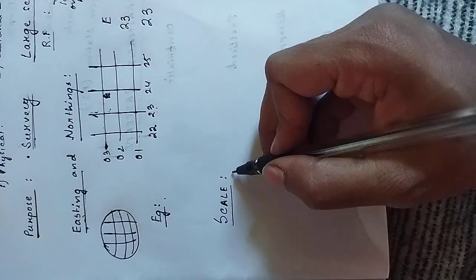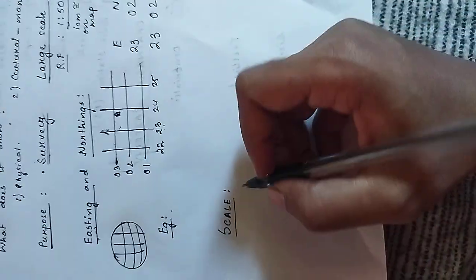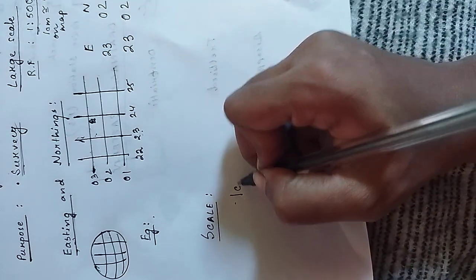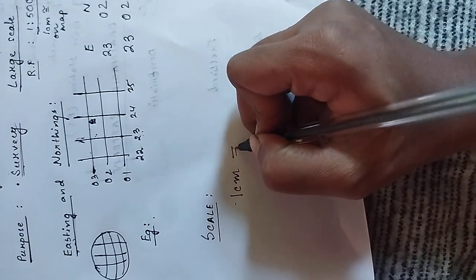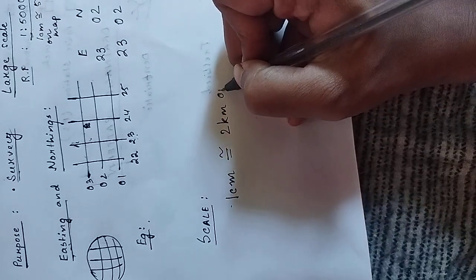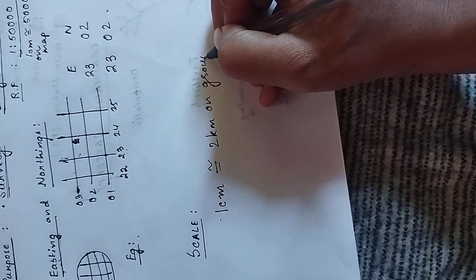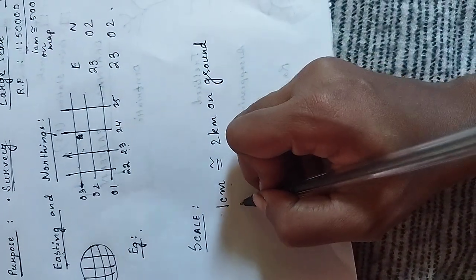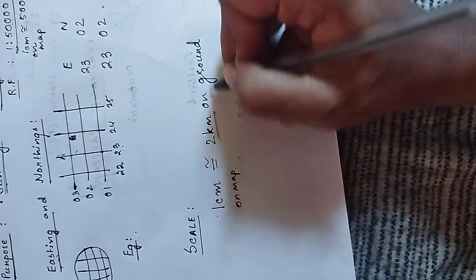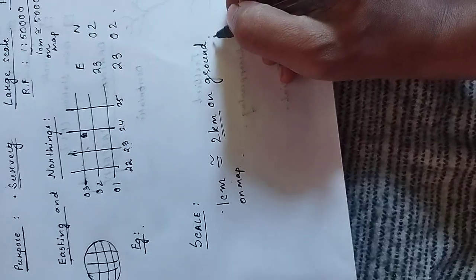Now, the scale of the map I have already discussed: this map shows 1 centimeter represents 2 kilometer distance on ground, okay. So when you move 1 centimeter on the map, you are actually moving 2 kilometer on the ground, meaning on the earth's surface, the actual distance you are moving. So this is the scale which will be considered further.